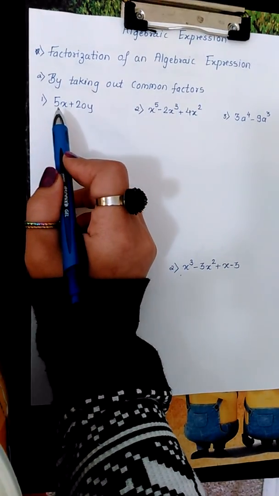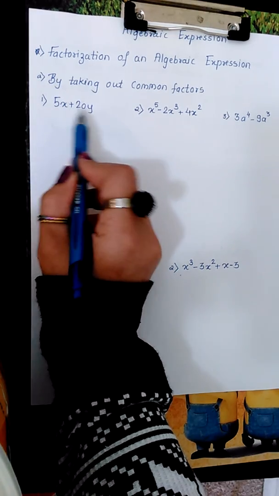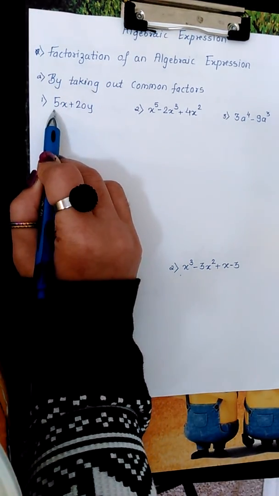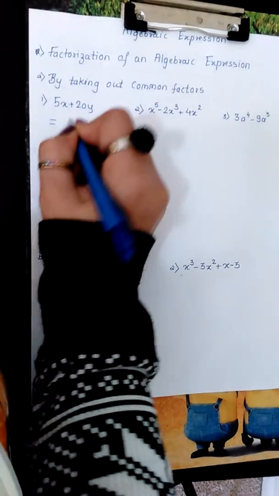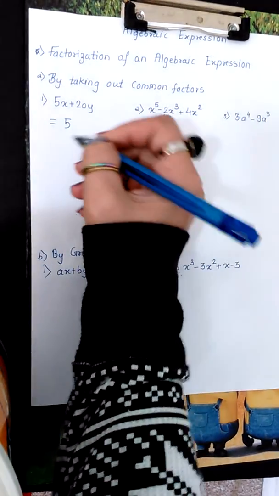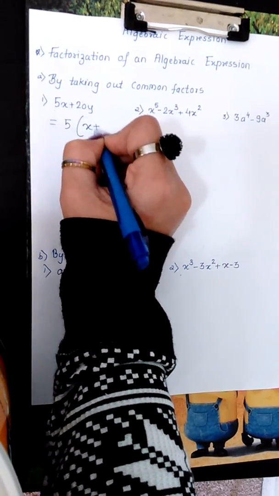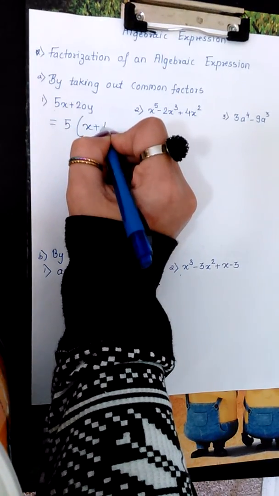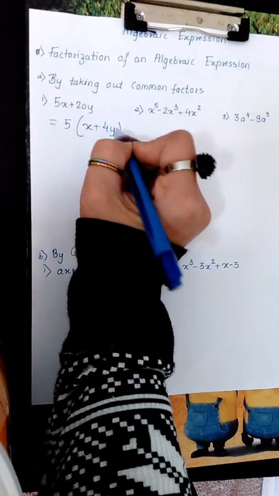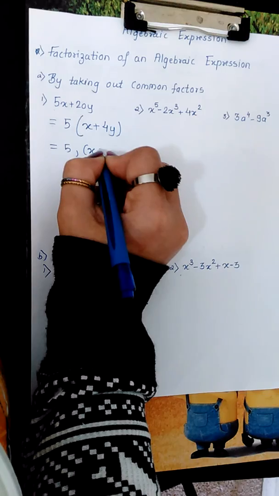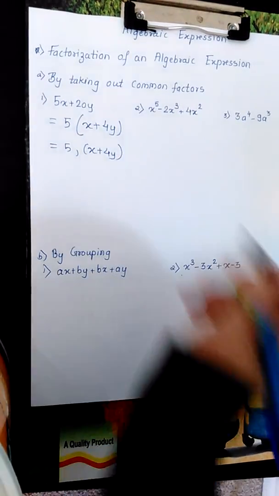We can see there is a common factor in this whole term, and that is 5 here. So we will write the common factor, 5, outside the bracket, and the quotient will be x plus, 5 into 4 makes 20, so it will be 4y. So the factors will be 5 and x plus 4y.